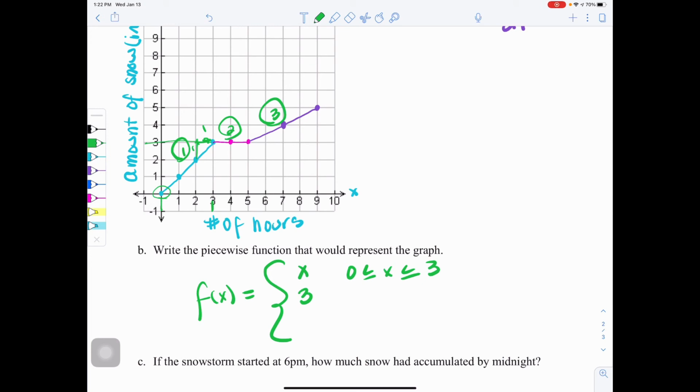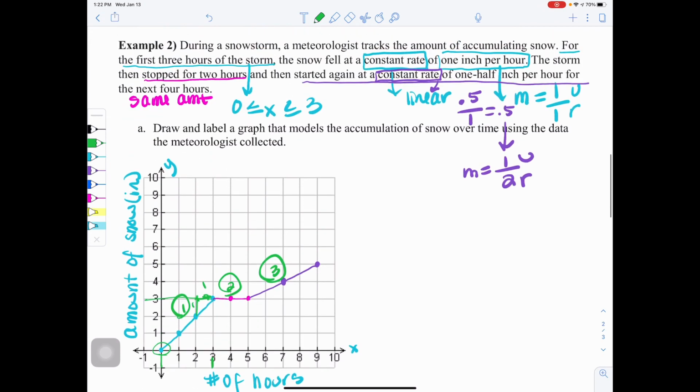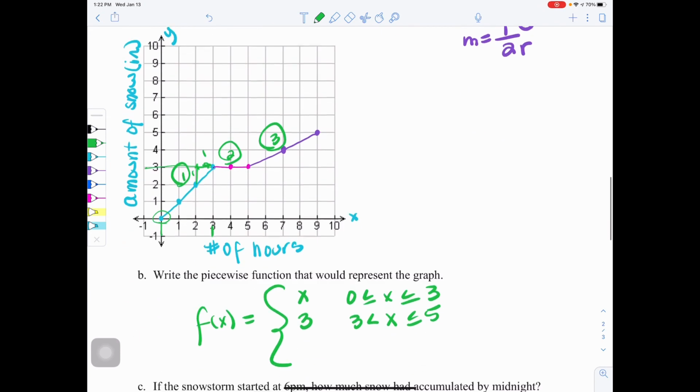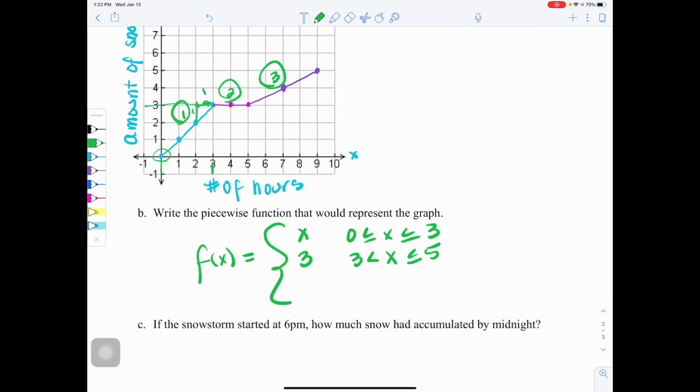Now we already counted 3 in the previous domain, so when we write the 3, it's going to be less than x, because 3 has already been counted somewhere else, but we'll go up to and including 5. Now remember, if you don't want to include a number, you can usually have a choice, but here we need to have the less than or equal to at 3 because of the way it was worded up here. It said for the first 3 hours, so that includes the 3. So sometimes you have a choice where you can include it. This time we did not. We need to include it in the very first part of our equation.